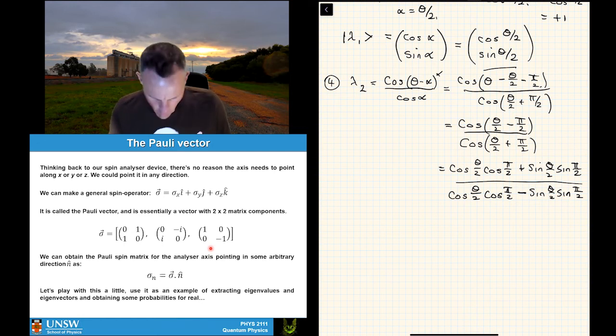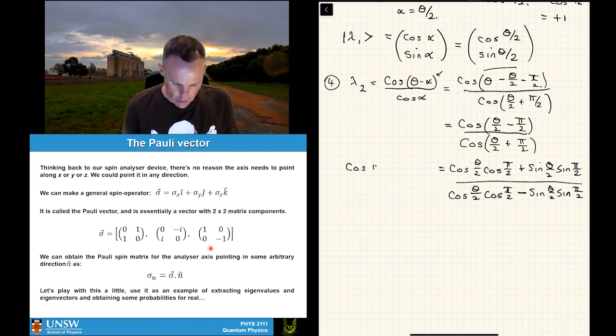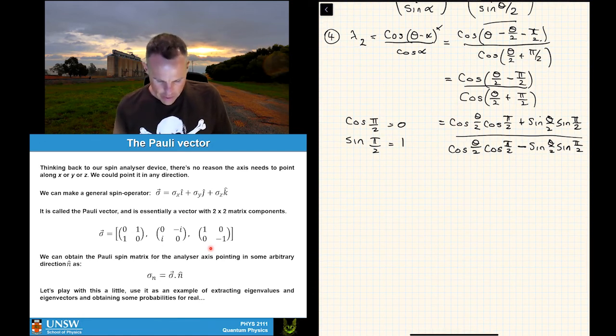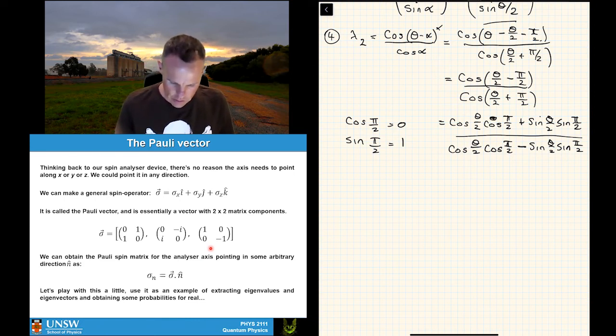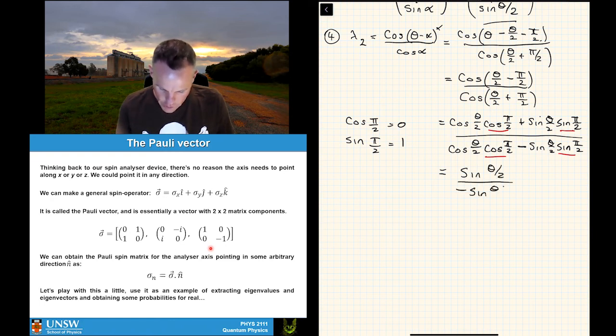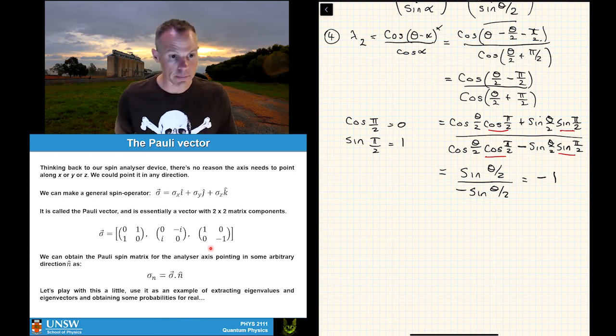Of course, what we know here is that cos pi on 2 is equal to 0 and sine pi on 2 is equal to 1, right? We just know these for cos functions. So this term here is, let me use the red pen to point it out. This one here is 0. This one here is 0. This one here is 1, and this one here is 1. So what we will end up with here is sine theta on 2 minus sine theta on 2. And of course, that's equal to minus 1.